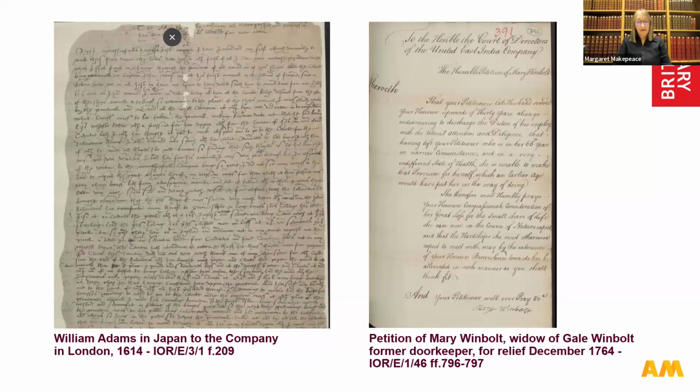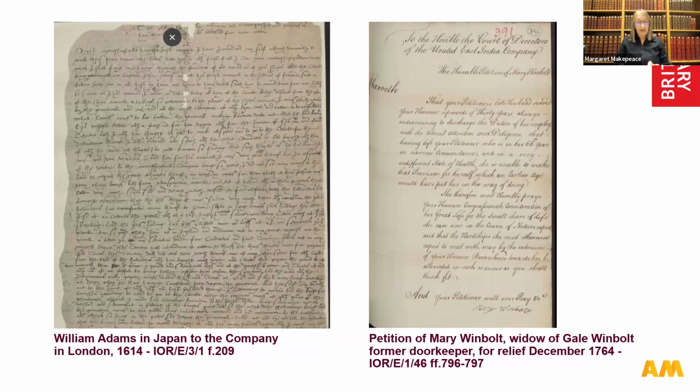On the right is an example from the company's home correspondence. The series IOR-E1 contains many letters from company employees and their families, mostly in the form of petitions. These include requests from employees to be considered for promotion or to extend leave in England owing to illness, and submissions from relatives of employees who found themselves in financial distress.